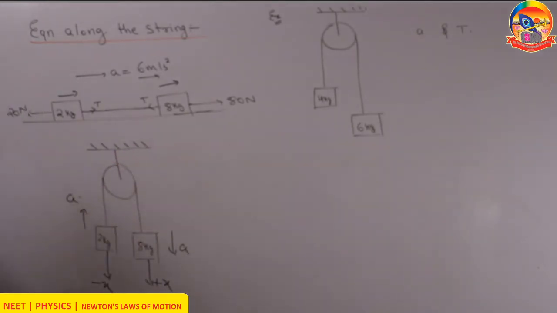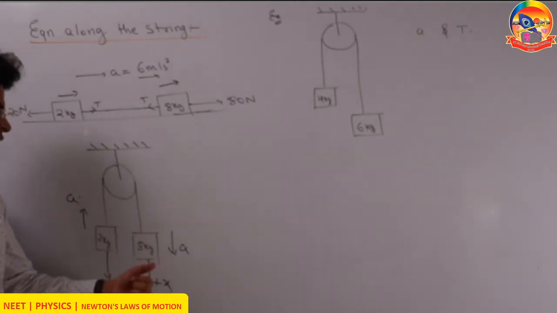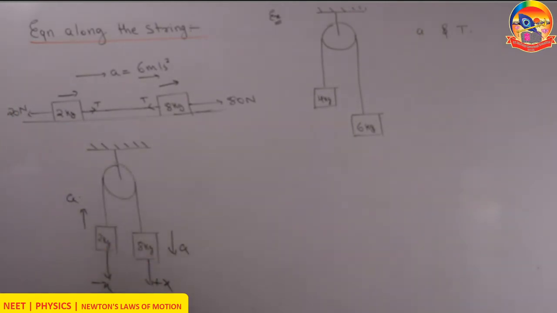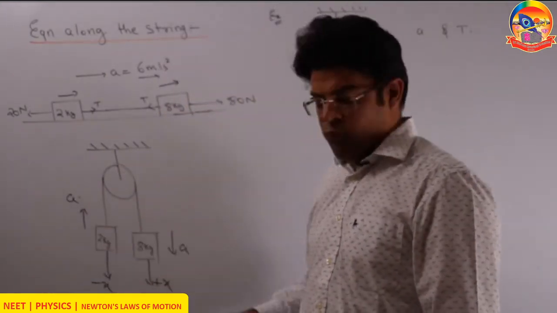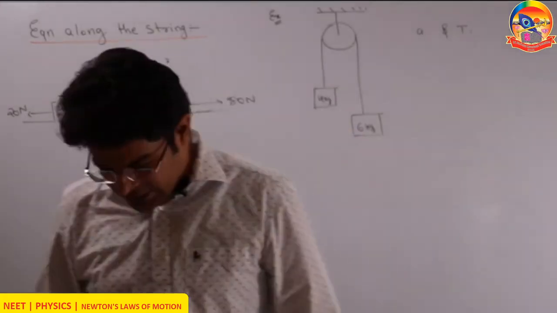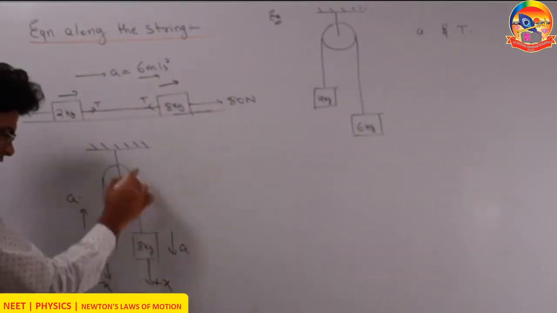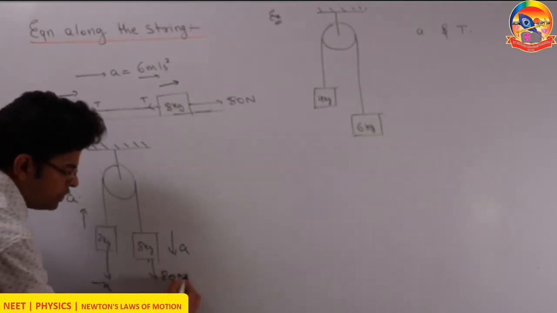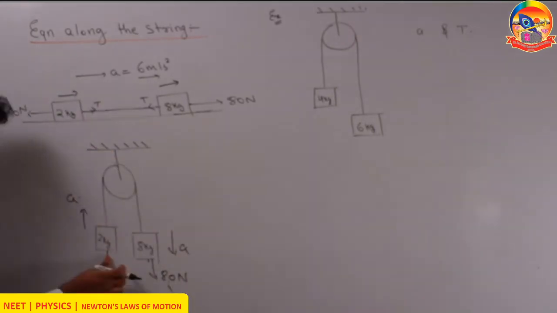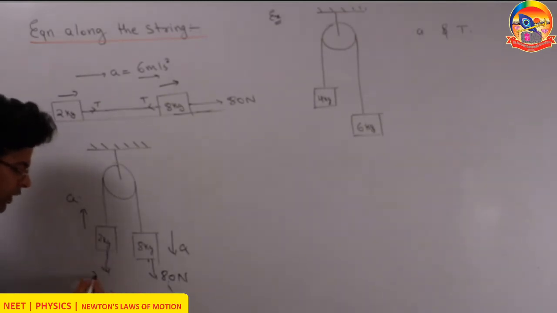So now here, if somebody asks you what is the direction of acceleration of 8 kg, you will say the acceleration of 8 kg is a towards positive x. What is the direction of acceleration of 2 kg? It is also a towards positive x. So thinking of equation along the string, you have made the acceleration of both of them the same. Now how to solve? Very simple. On the 8 kg, there is a force of 80 Newton towards positive x. On the 2 kg, there is a force of 20 Newton towards negative x.